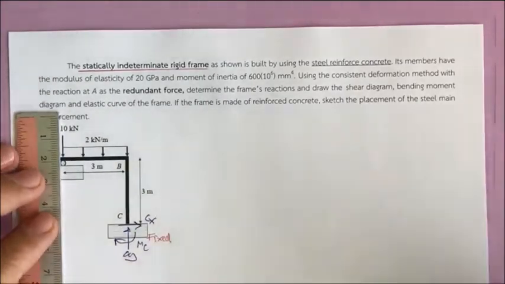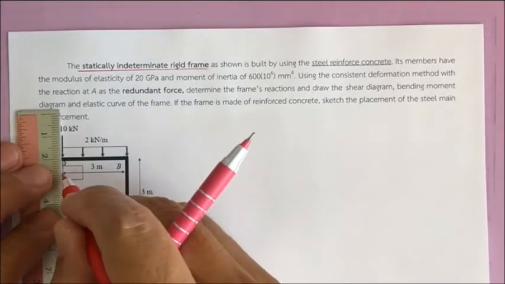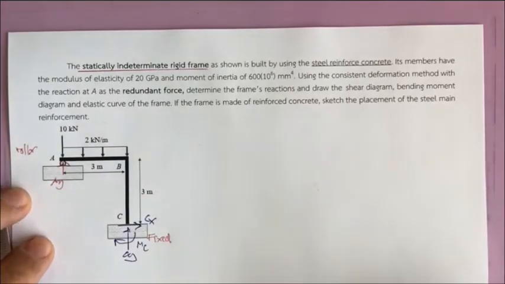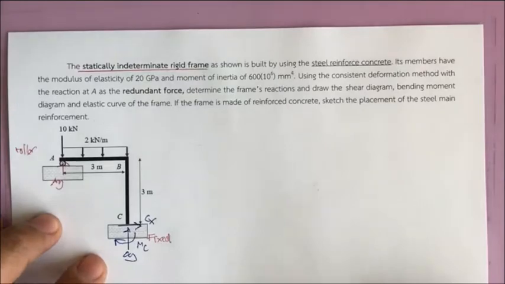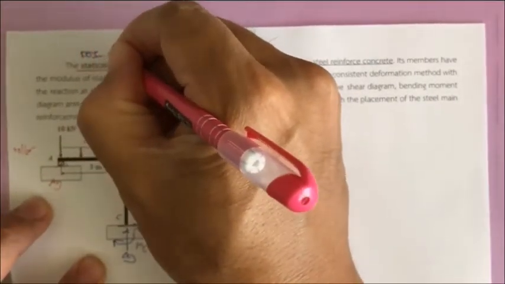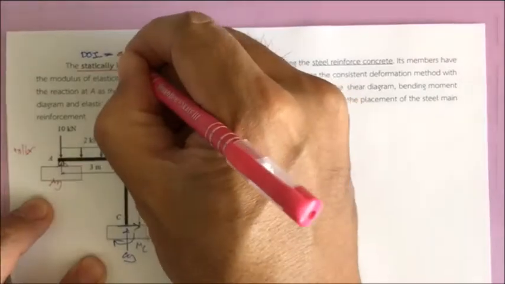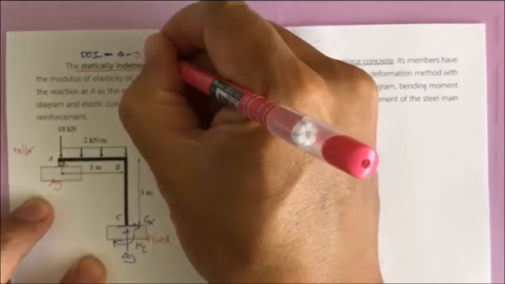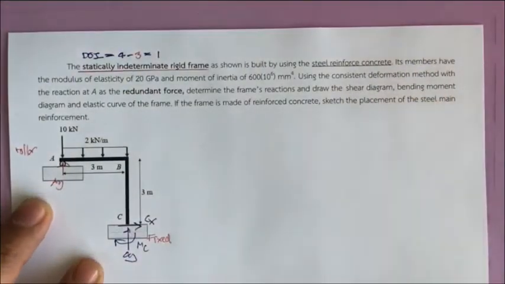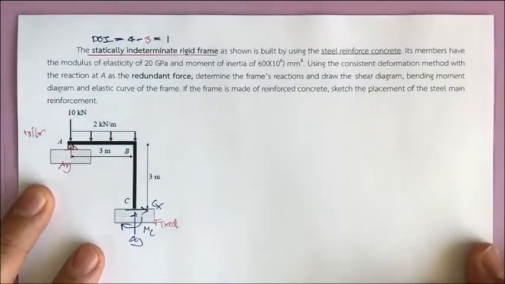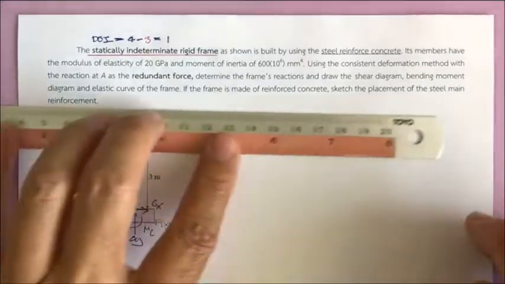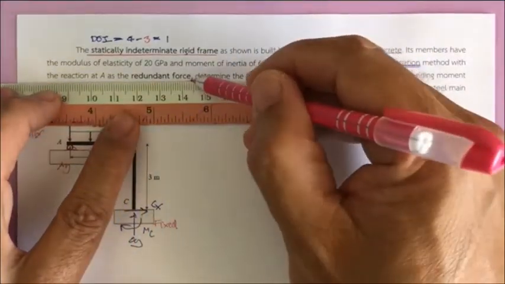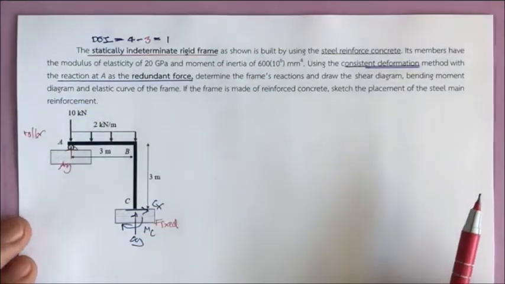And at point A, we have this as A sub y. And you may see we have four unknowns. So our degree of indeterminacy is going to be 4 minus 3 equations of equilibrium. So we have a degree of indeterminacy of 1. And then we are going to solve this by using consistent deformation. And this problem asks us to use A sub y to be the redundant.